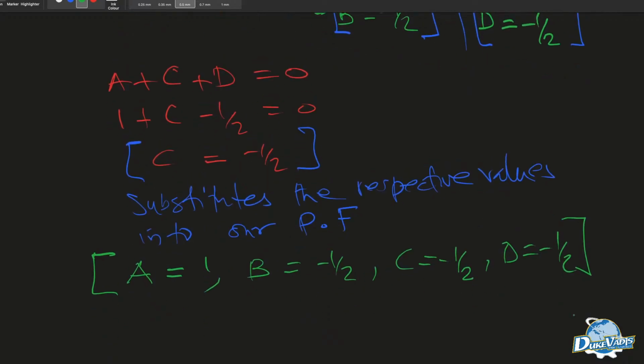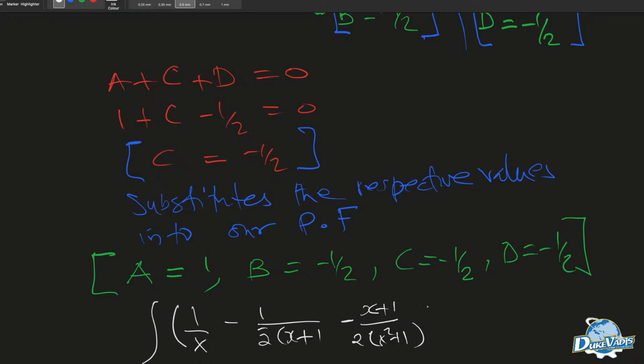Okay, hence our partial fraction will be 1 over x, okay, plus minus half x plus 1, okay, minus x plus 1 all over 2 again, x squared plus 1. Good. So this is our integration. This is what we are supposed to integrate now. dx.